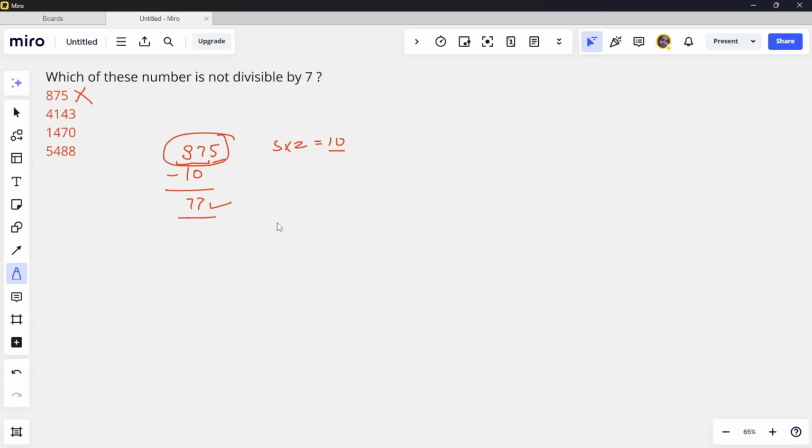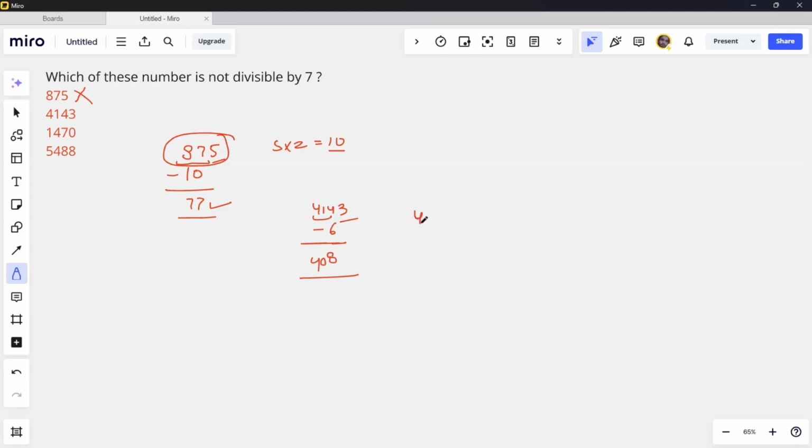Now let's check 4, 1, 4, 3. As I told you, we have to find the number not divisible by 7. So 4, 1, 4, 3. Double the last digit, which will be 6. The remaining digits are 4, 1, 4, minus 6. It will become 408. As you can see, 408 is still a large number.